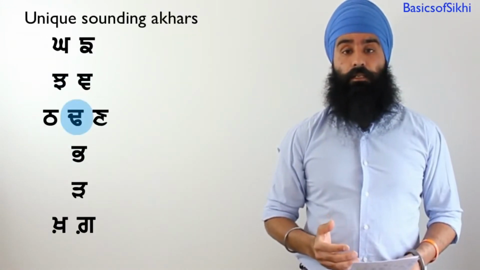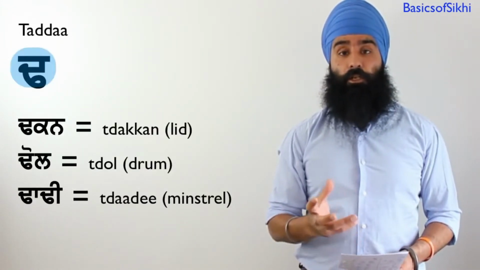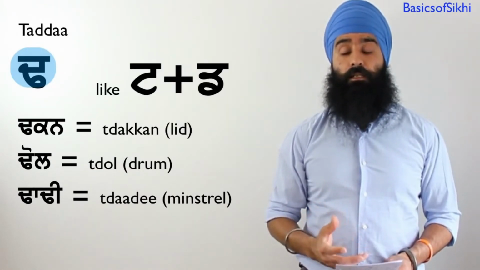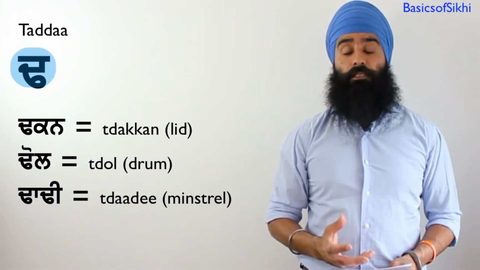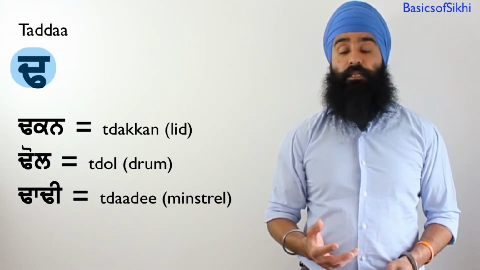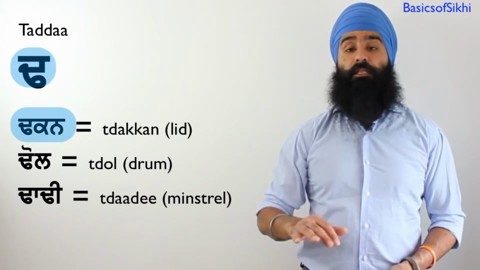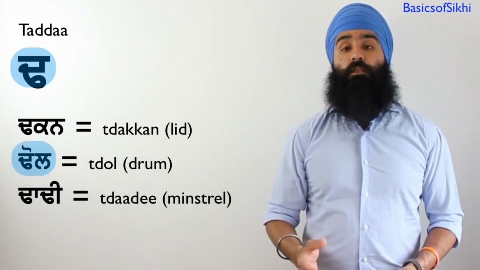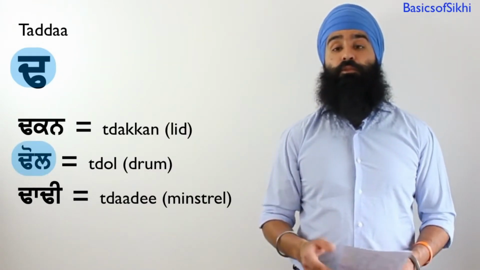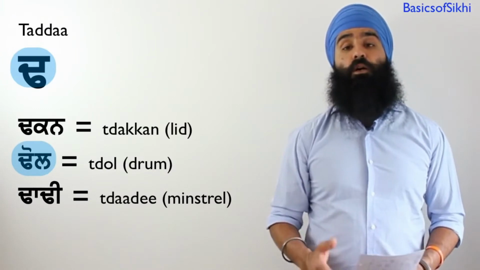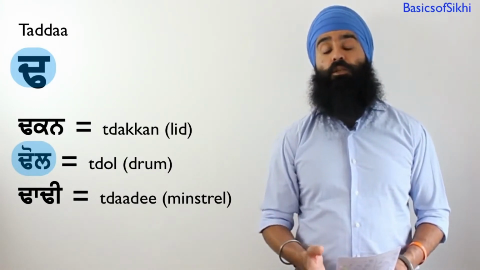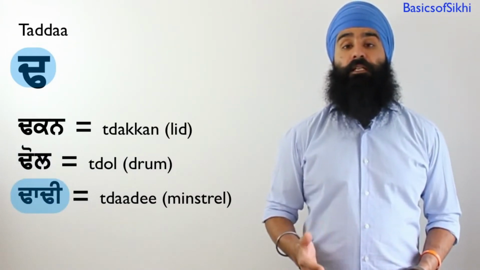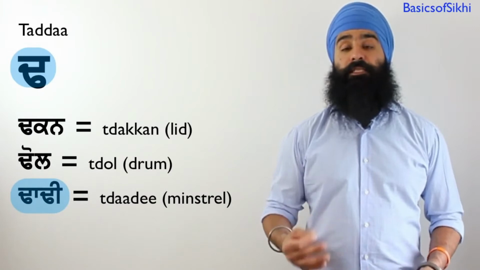Then tadda. Now tadda sounds like a combination of tanka, d, and dadda, d, tadda. And this letter, this akkar, the words you've seen with this are like takkan, which means like a cover for a container, or tol, which is a massive drum that you would have seen in Bhangra, or they have it at the front of Nagar Kirtans. Another word with tadda is taddi, which are the people that stand up in the Gurdwara and they sing war ballads.